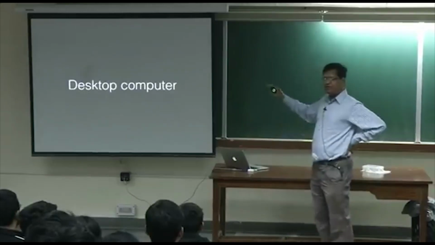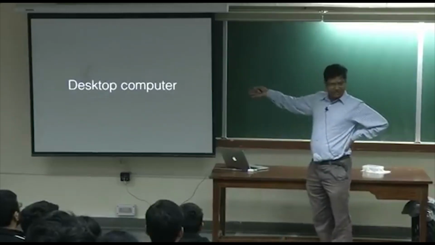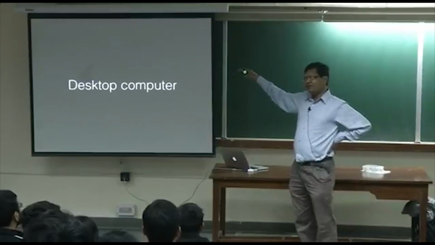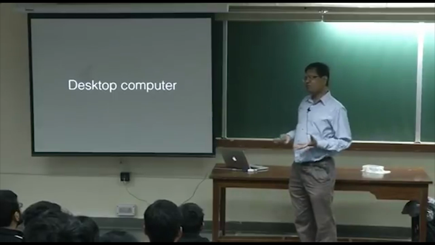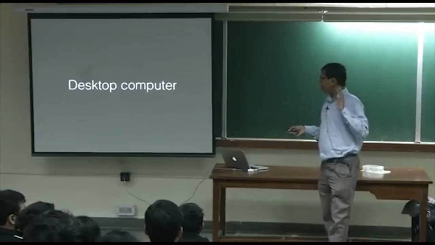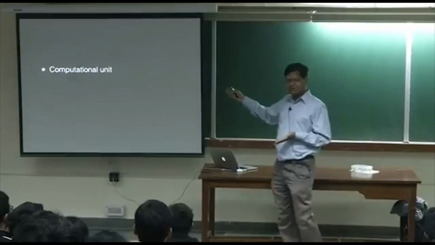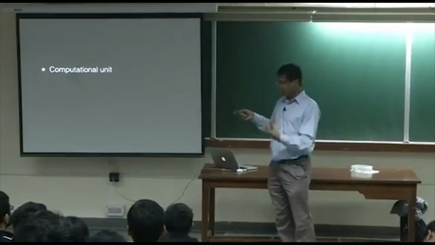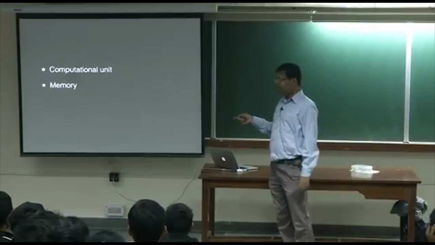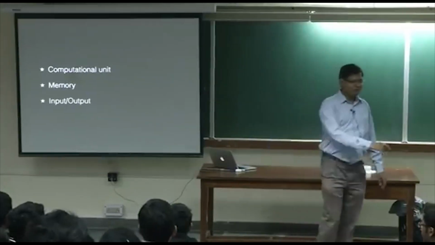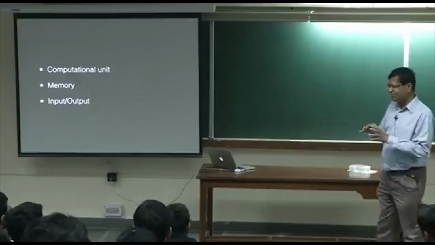So let's first focus on desktop computers. That too is changing very fast, but it will give you an idea. In fact, the design remains the same. The units are getting more and more powerful. The components of a desktop computer are the computation unit, called CPU, memory, and input output. This is the von Neumann structure. Von Neumann thought about this idea.